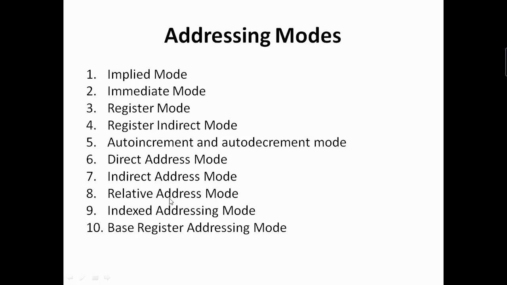Number 8 is relative address mode. Relative address mode is a mode in which the contents of the program counter, PC, are added to the address part of the instruction to get the effective address. That is why it is called relative. So whatever address the instruction gives, that is to be added to the program counter to get the effective address.